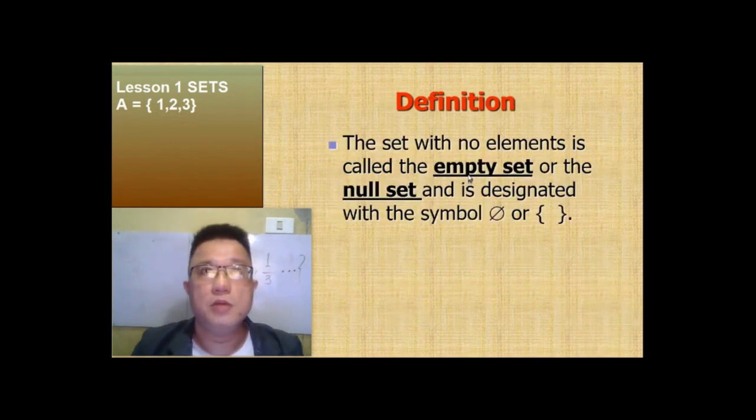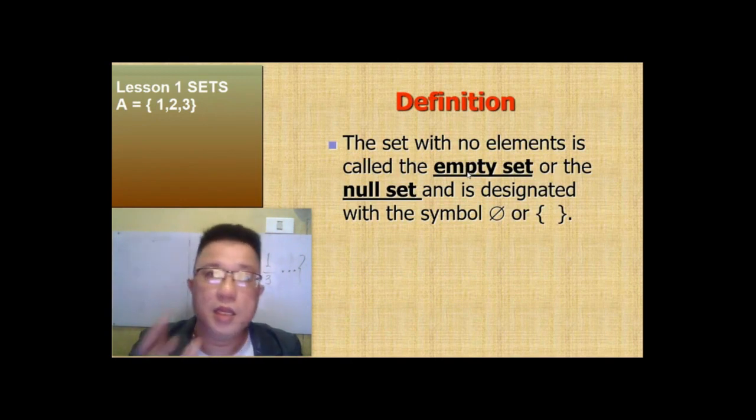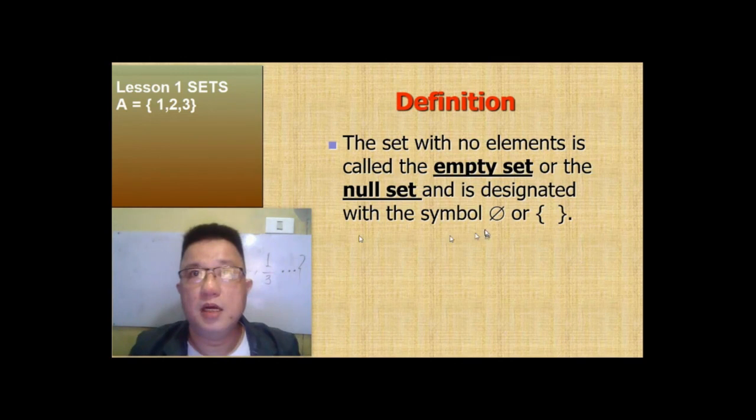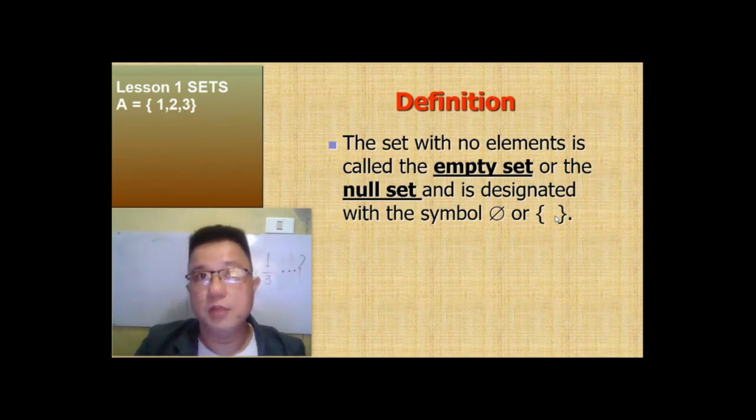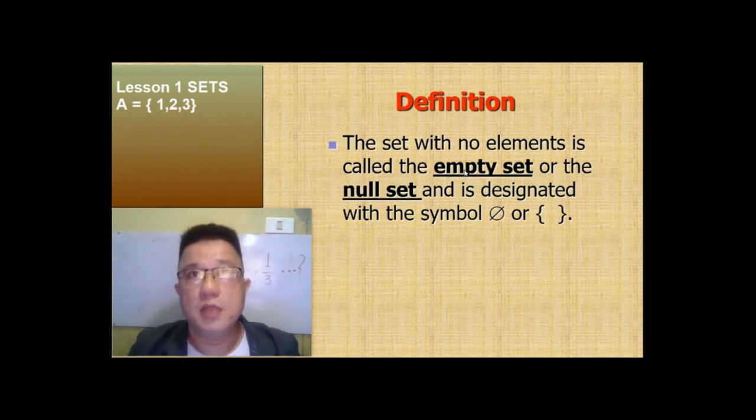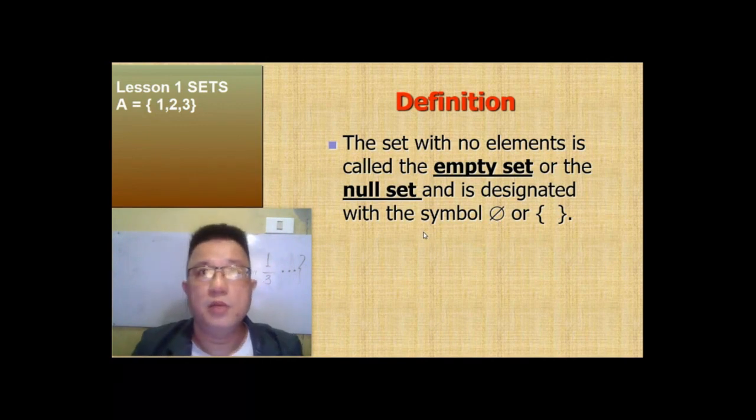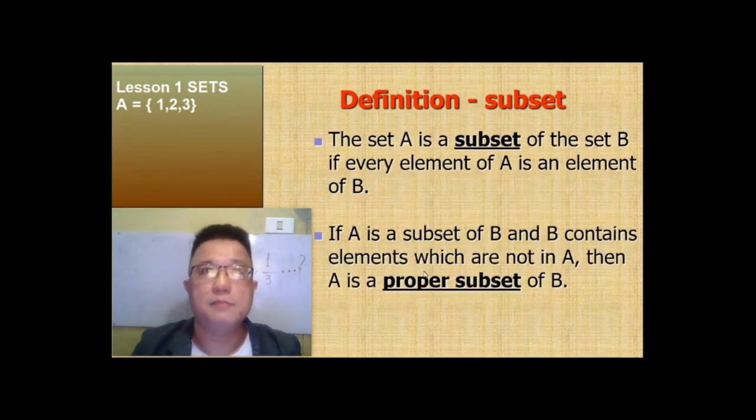Let's talk about the empty set. When a set has no elements whatsoever, just like here, we use the curly brackets with nothing in them because we cannot list the elements. There's no elements. It's called an empty set or a null set. And here is the symbol of the null. When there are no elements in a set.